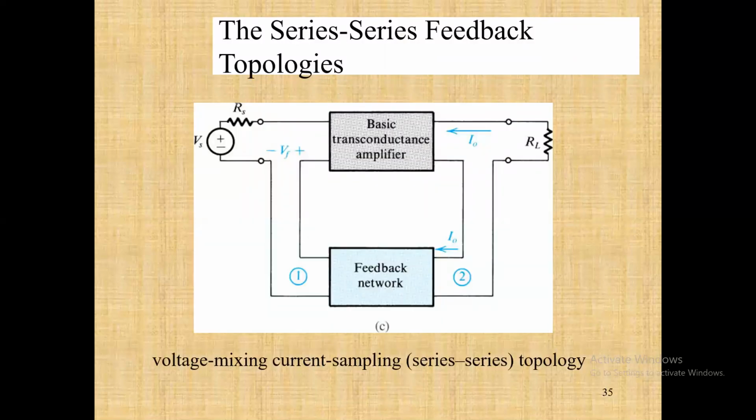So the series feedback topology will have the basic transconductance amplifier, and in the feedback network we will have VF, which is equal to beta into I naught. You can consider here that VS is equal to VI plus VF, or VI is equal to VS minus VF. Either of the two you can consider. And the I naught is taken out from here, and that is sampled, and we will get here the value of VF to be equal to beta into I naught.